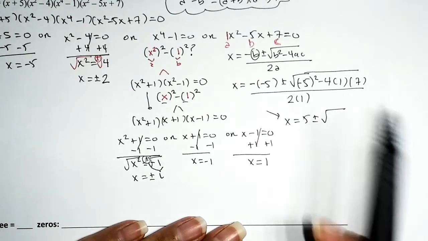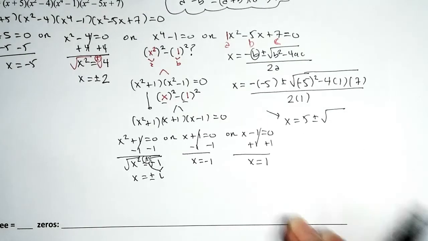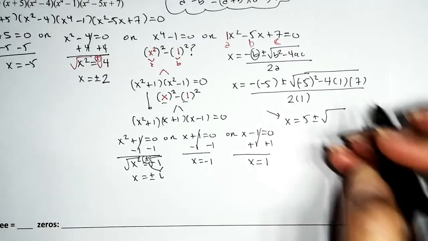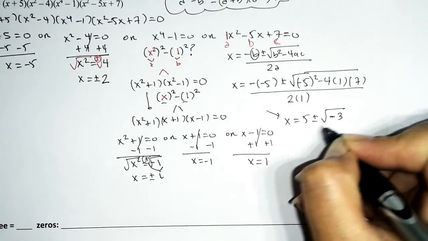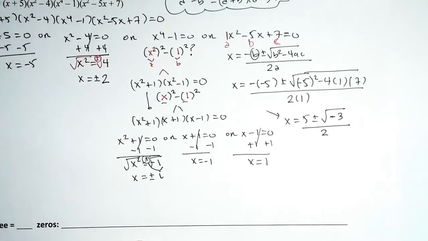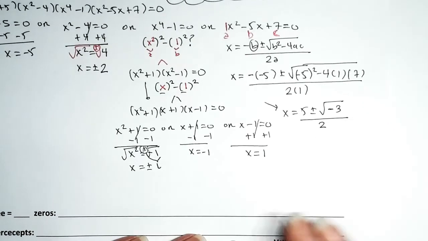I'm running out of space, so I'm going to punch it in with my calculator. And when we do, that gives us negative 3. Cool. And that's all over 2. Okay, let's keep going.